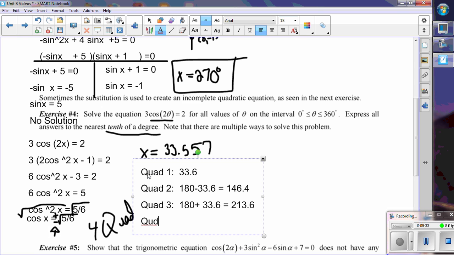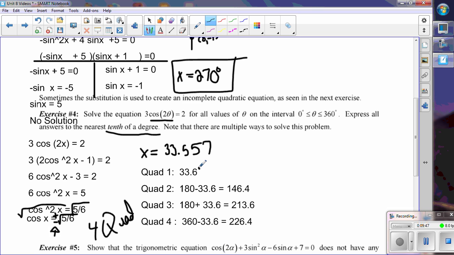In quadrant 4, we're going to be subtracting from 360. And that will give us the 226.4. Now these are all degrees, so you must remember to put degree symbol on all 4 of your answers. So that's the 4 answers for this question.